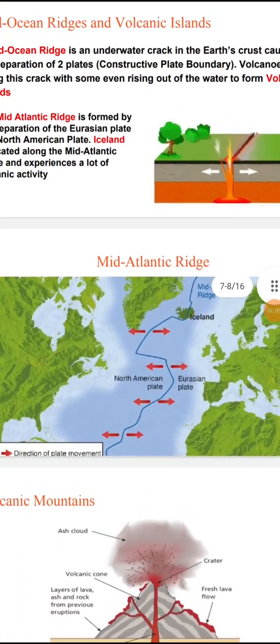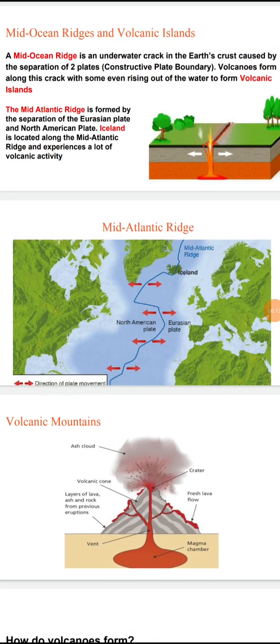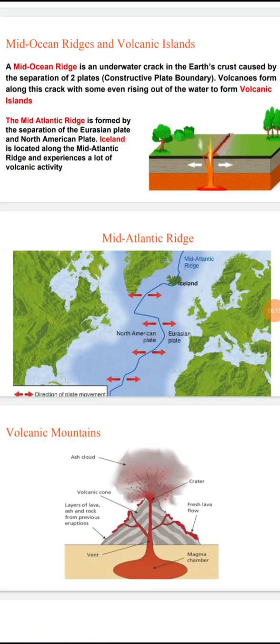This is the mid-Atlantic ridge, and this is a volcano label diagram. So if you want to draw that, you can.